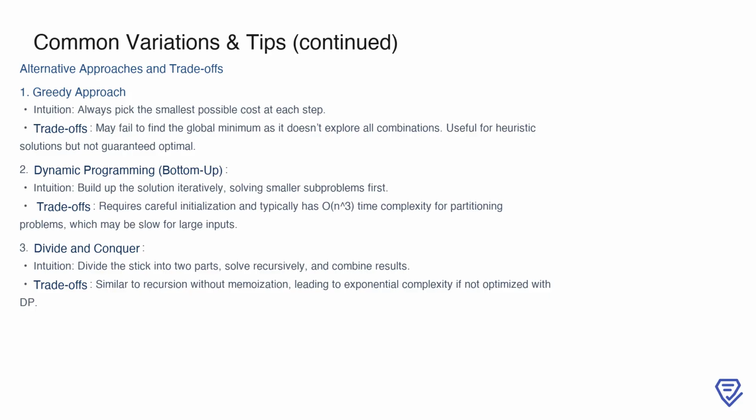Lastly, divide and conquer offers a recursive way to tackle the problem by dividing the stick into two parts, solving each recursively, and combining the results. However, if not optimized with memoization, this approach can lead to exponential time complexity. Each of these methods has its trade-offs, so understanding when to use them is key for efficient problem solving.